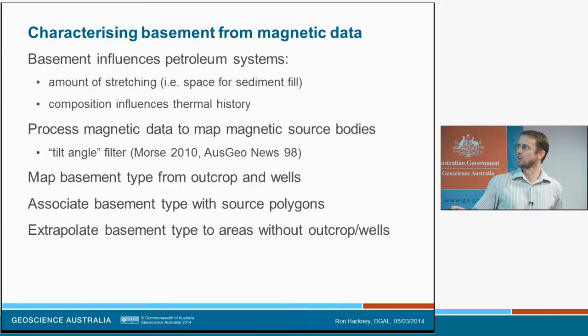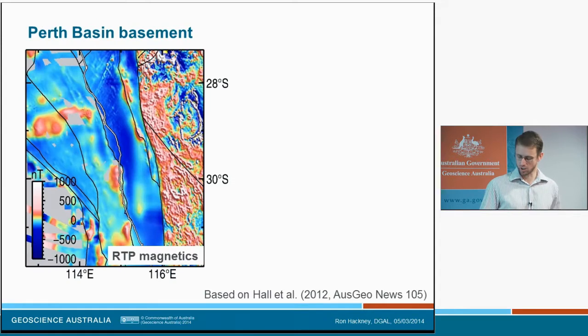So we can do this, we can isolate where these source bodies might be, we can then map the basement type from outcrop and wells. That's how we get our hard knowledge of what the basement is actually made up of. We can then try and associate this information on the basement type with the source polygons for where the magnetic sources are in the magnetic data, and then we can extrapolate to areas where we don't have any of these hard constraints from the wells and the outcrop. So I'll just go through that sequence, and this is based on work that, on the composition part, Lisa Hall did a year or so ago.